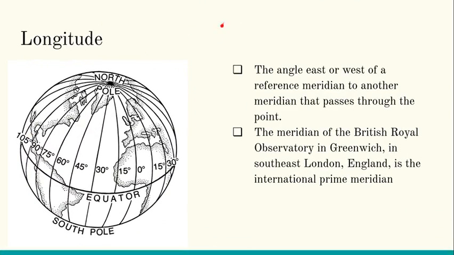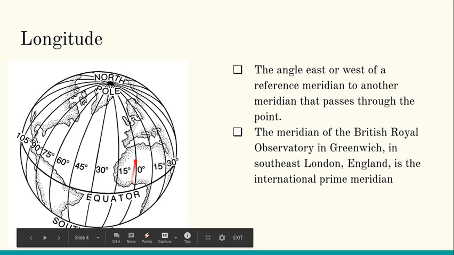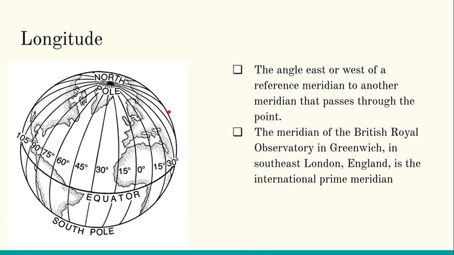Then let's see longitudes. They are angles east and west of a reference meridian to another meridian that passes through that point. The reference meridian passes through the British Royal Observatory in Greenwich, south of London, and this is taken as the reference meridian. The locations to the east of it are denoted by degrees east, and locations to the west of it are denoted by degrees followed by west.